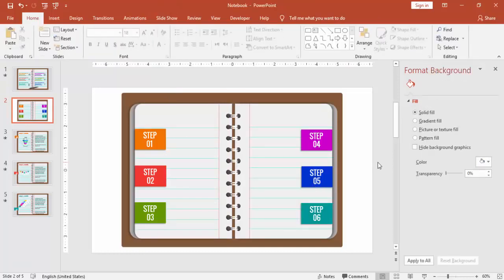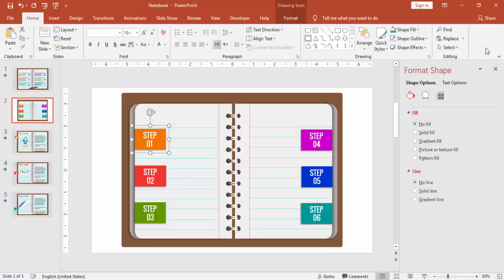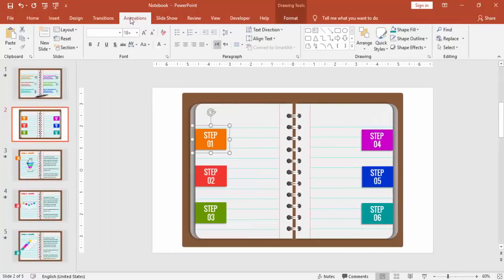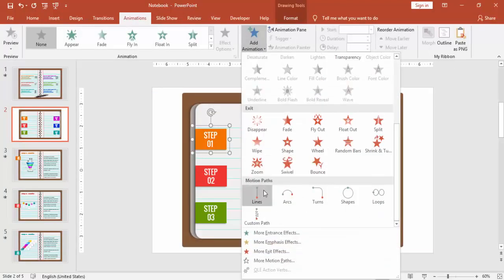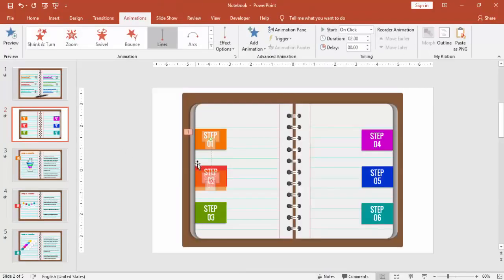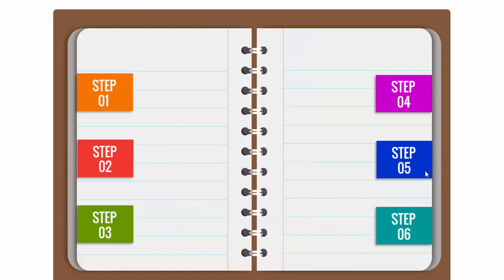So I've changed the colors. Now it's time to give some animation to this one. Go to animation pane and add animation. Go down and just select line. Instead of making line down, make it on right. So when I click, you can see the step 1 will come.